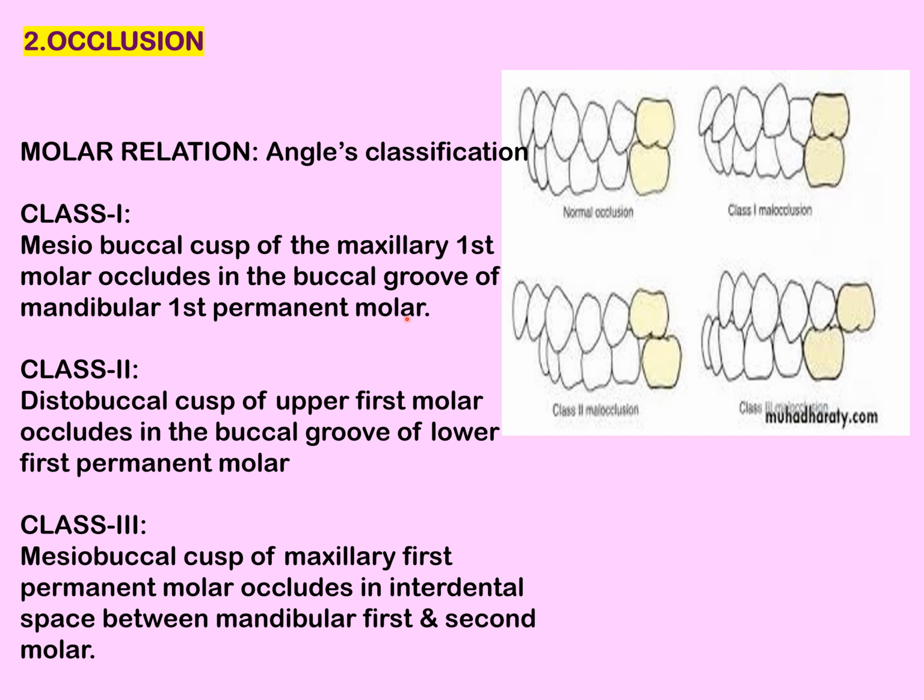it is class 1. In class 2, the distobuccal cusp of the upper first molar occludes in the buccal groove of the lower first permanent molar. In class 3, the mesiobuccal cusp of the maxillary first permanent molar occludes in the interdental space between the mandibular first and second molar.